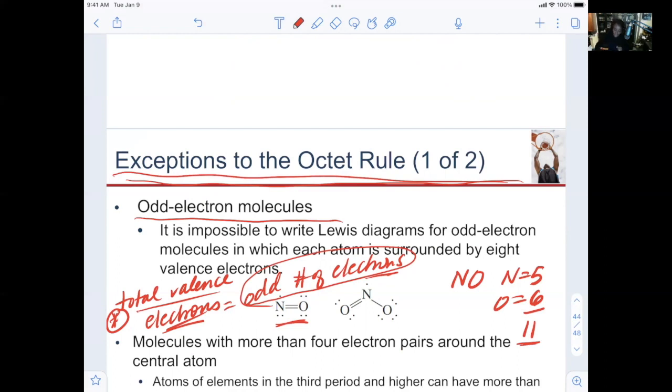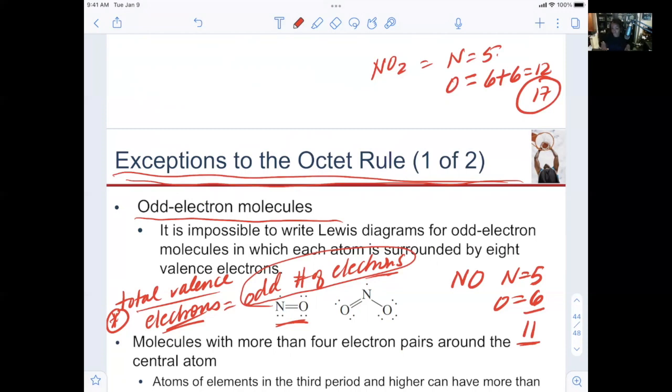What about NO2? Okay, let's see over here. Each nitrogen has 5 electrons. Each oxygen has 6 electrons. 6 plus 6 makes 12. When you add these two, what do you get? 17. So no matter what, NO2 will not obey the octet rule.